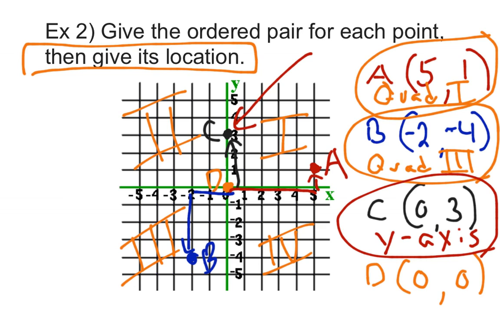Okay? And then D, well, that's on the x-axis and the y-axis. That is what we just call the origin. It is the origin. Okay, so when it says give the ordered pair, then give its location, that's what we're doing. You give the ordered pair, and you're describing where it is on the coordinate plane. That's our lesson for today.